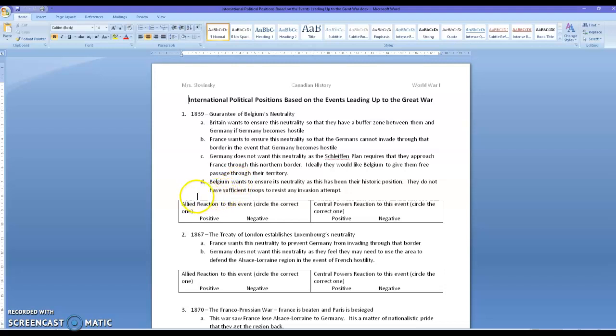Okay, so after each one of these things, you will see that I've given you a box. And what I want you to do is take a look. In this one it says Allied reaction to this event, so the guarantee of Belgium's neutrality. Were the Allies positive or negative? Well, of course, this one is going to make them positive. They're very happy about that. The Central Powers, however, not so happy. They're not so happy about that one. So you highlight the ones that are the correct, and there is a correct for each one of these.